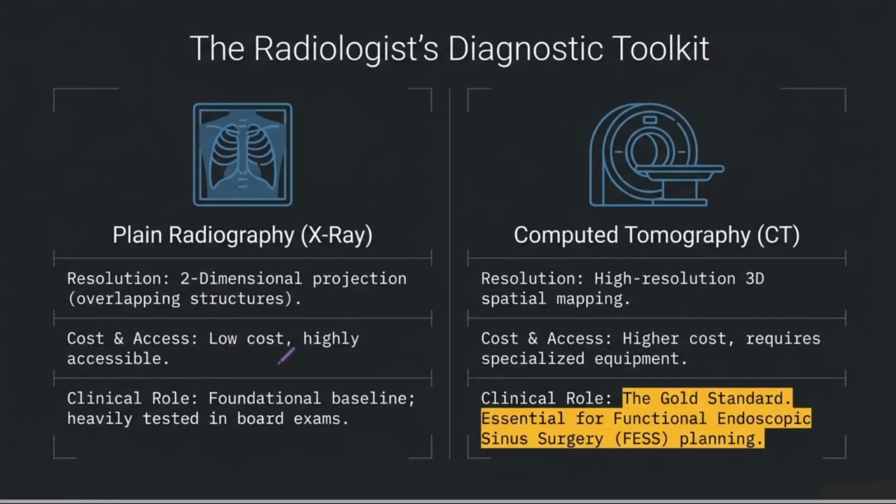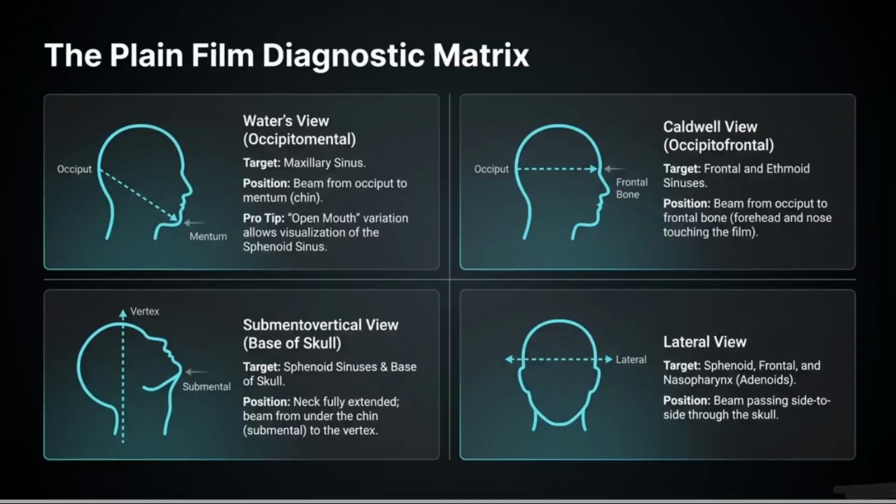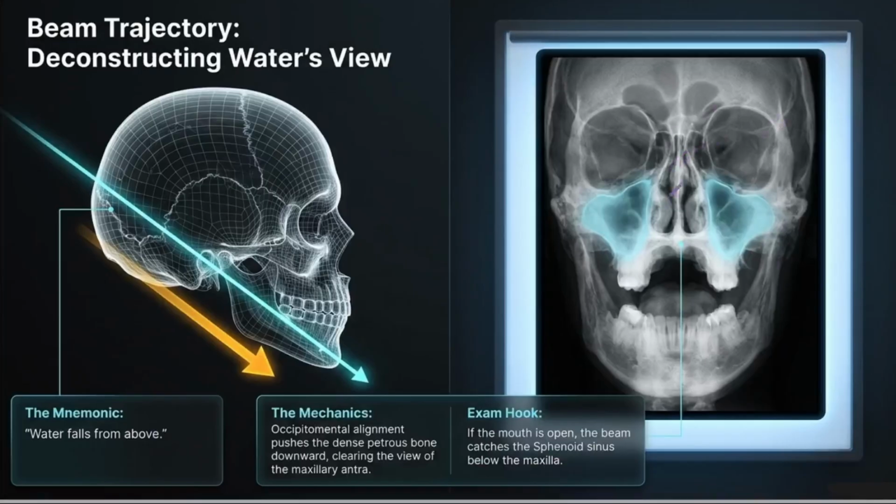Exactly. There's even an open mouth Waters view. Wait, they physically shoot the beam through the patient's open mouth? They do. It's to catch a shadow of the sphenoid sinus without the dense bone of the upper jaw getting in the way. That is wild. But I guess those extreme angles fundamentally highlight the limitations of the X-ray, right? They really do. Yeah. You are pulling off all these geometric tricks just to see overlapping shadows.